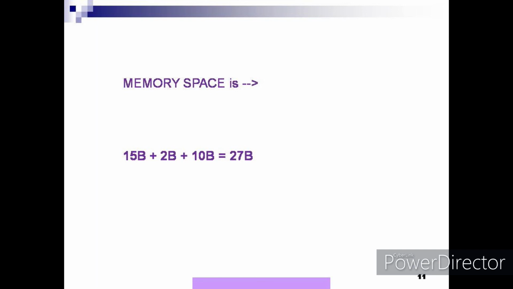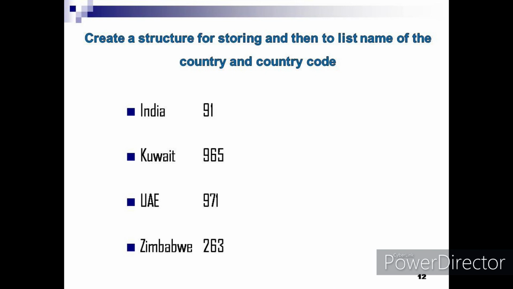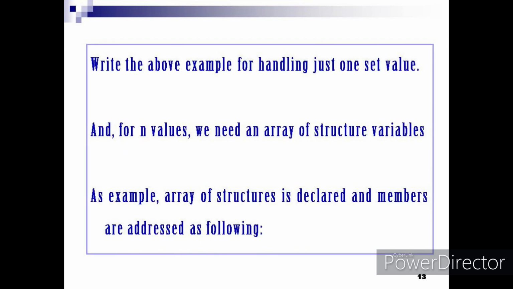This is an exercise question. Create a structure for storing and then listing the name of a country and its country code. For example, the code of India is 91, Kuwait 965, UAE 975, etc. So you have to define a structure variable. Then you have to write a program by which you can input n number of details, and the output of the program should be a listing of the country versus its code.